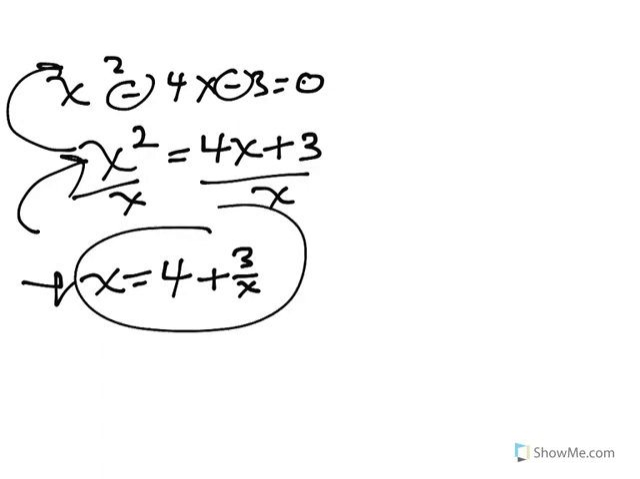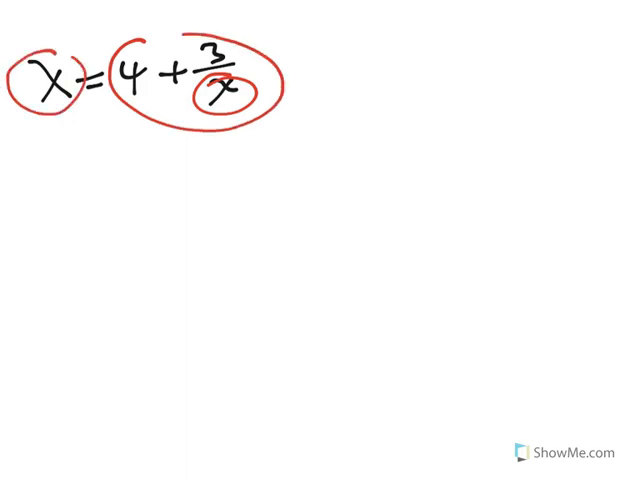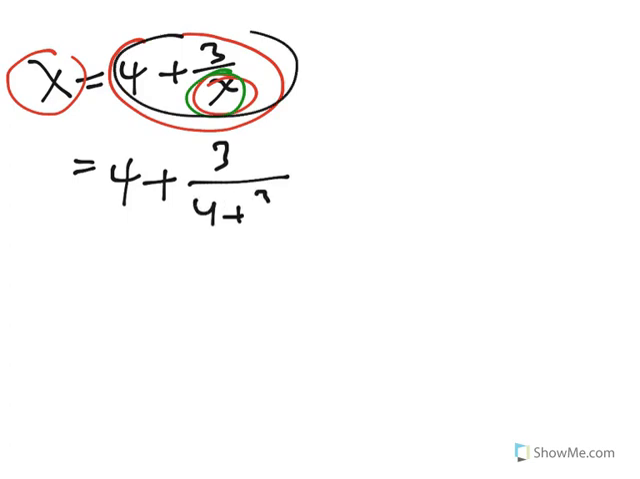What if I took this x equals 4 plus 3 over x, and you see this x here, what if I would replace that x with this, because you see you have an x here also. So if x is 4 plus 3 over x, that's true for this x in the denominator also. So it would turn into 4 plus 3 over, but instead of writing x, I'm going to write this entire 4 plus 3 over x.